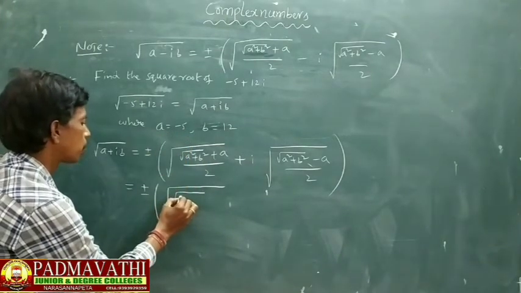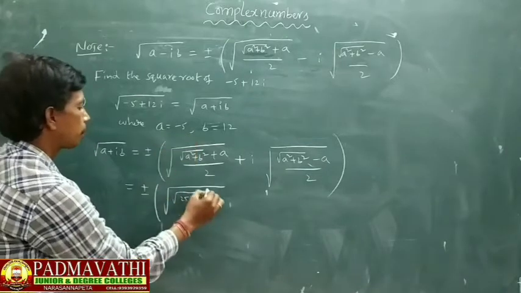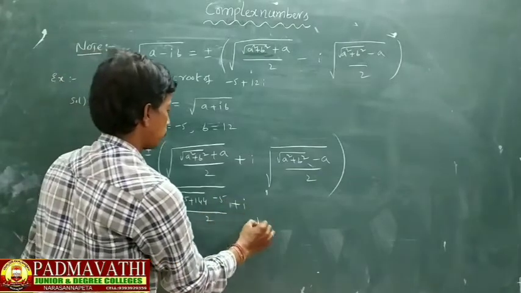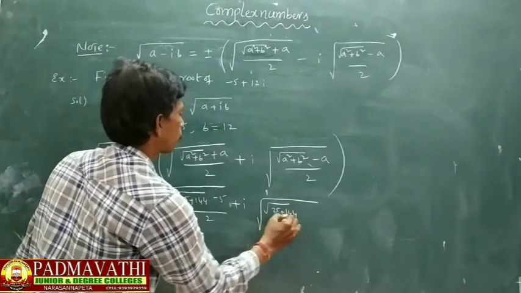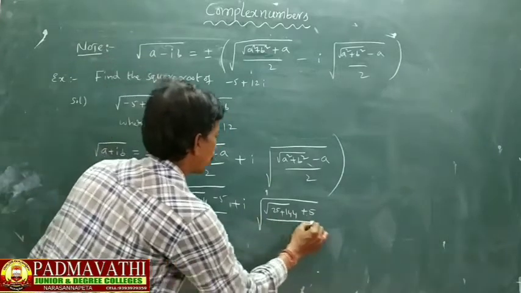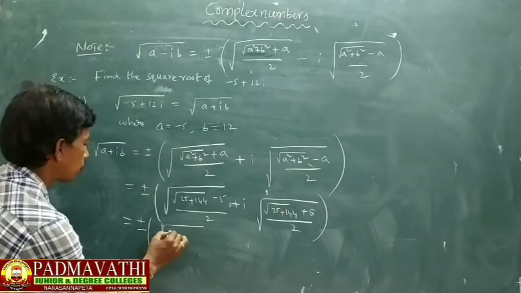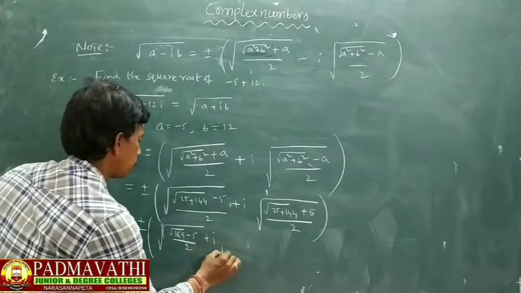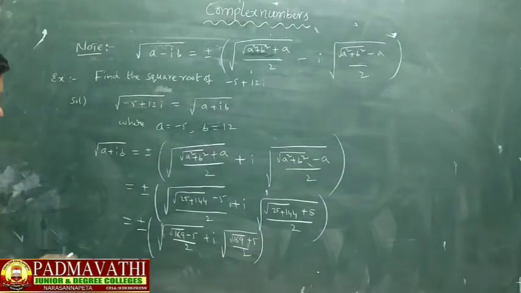Minus 5 square 25, 12 square 144, plus a equals minus 5 whole by 2 plus i square root of a square root of 25 plus 144, minus a plus a, that equals plus or minus square root 169, minus 5 by 2 plus square root 169 plus 5 by 2. So what is the value of the square root of 169?